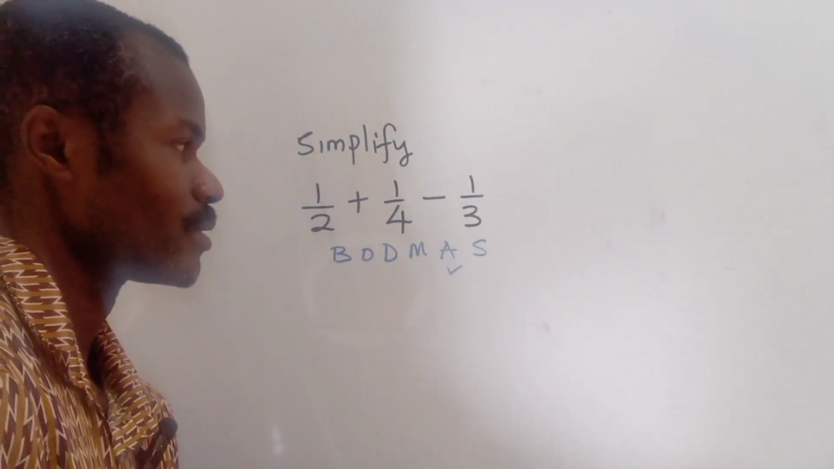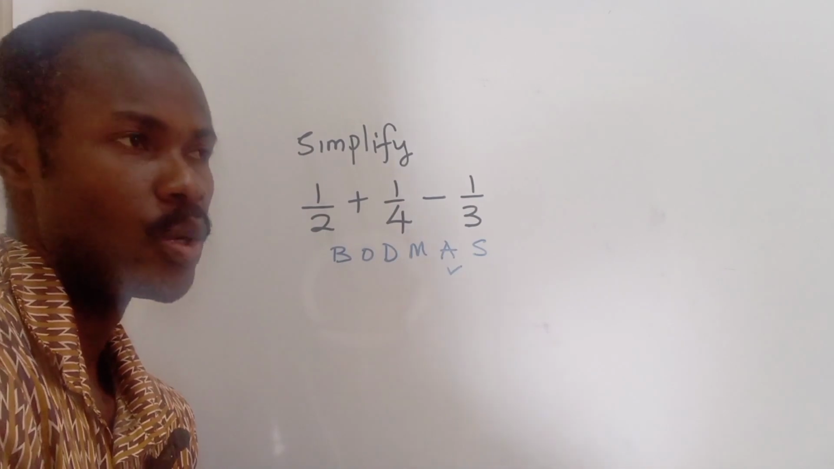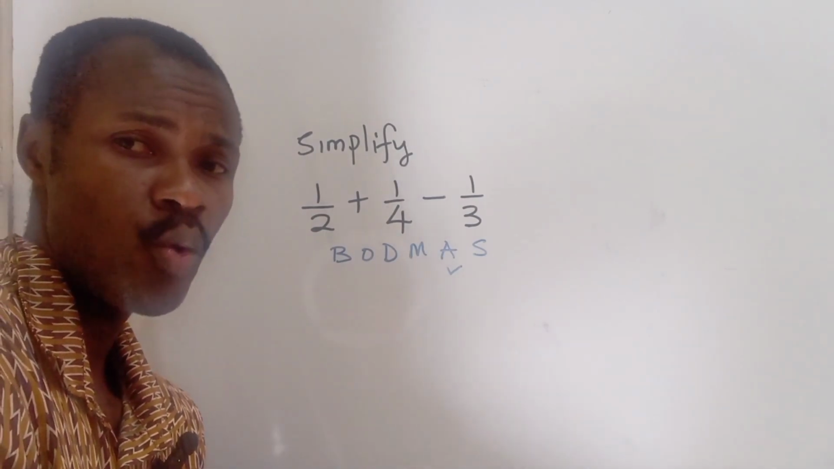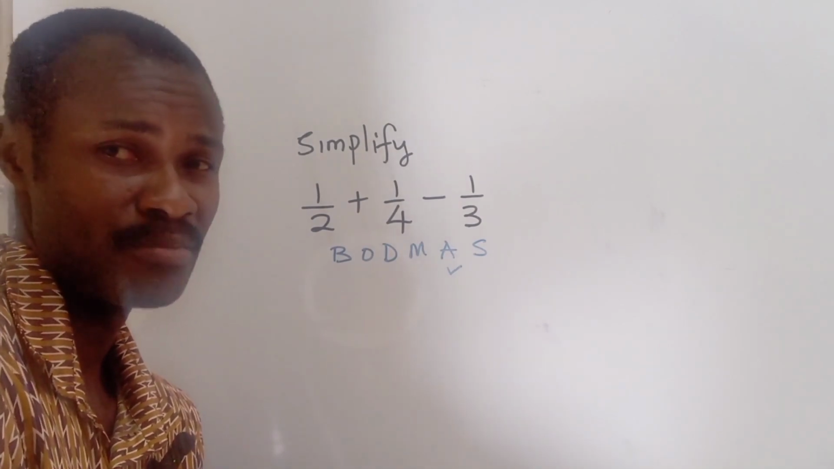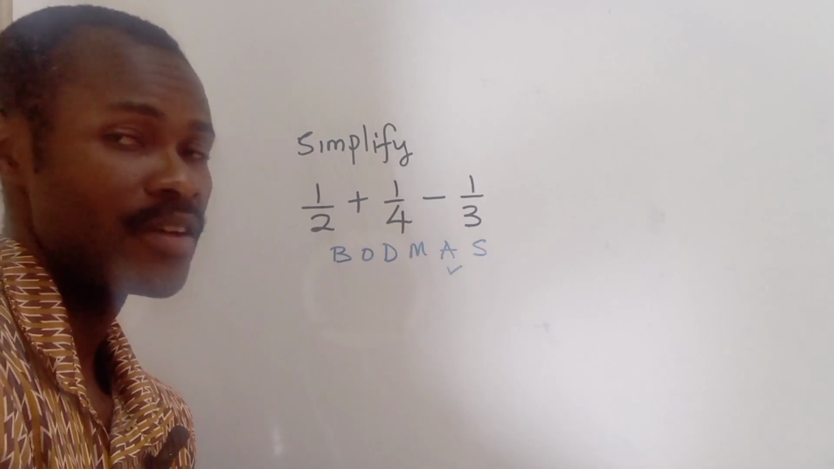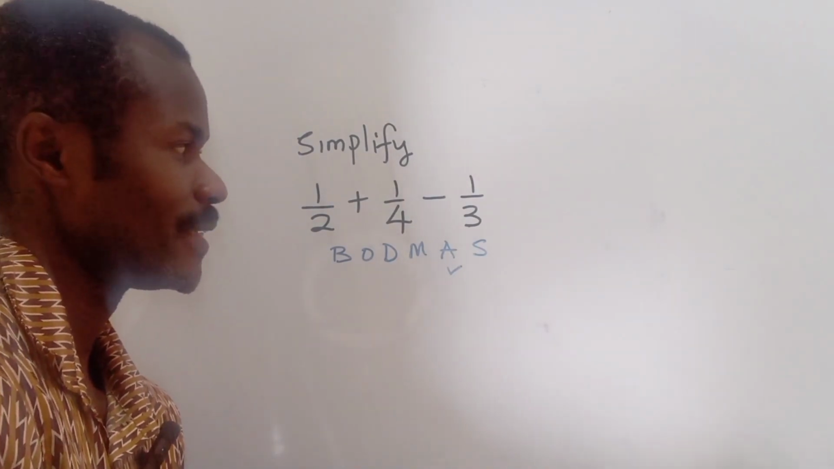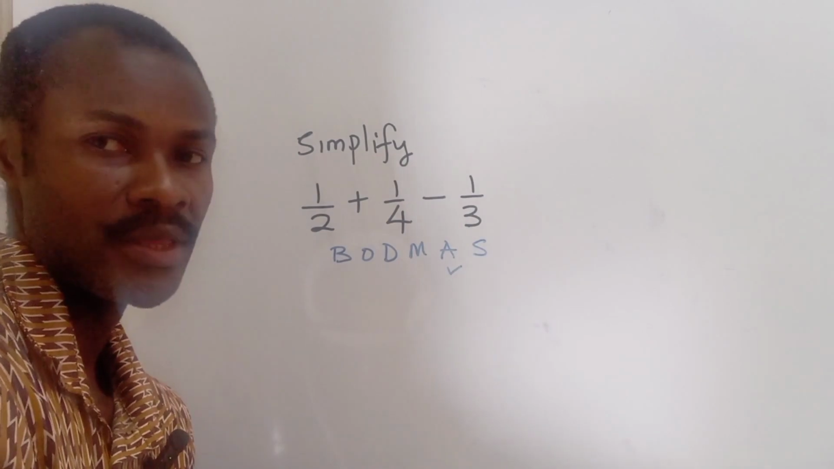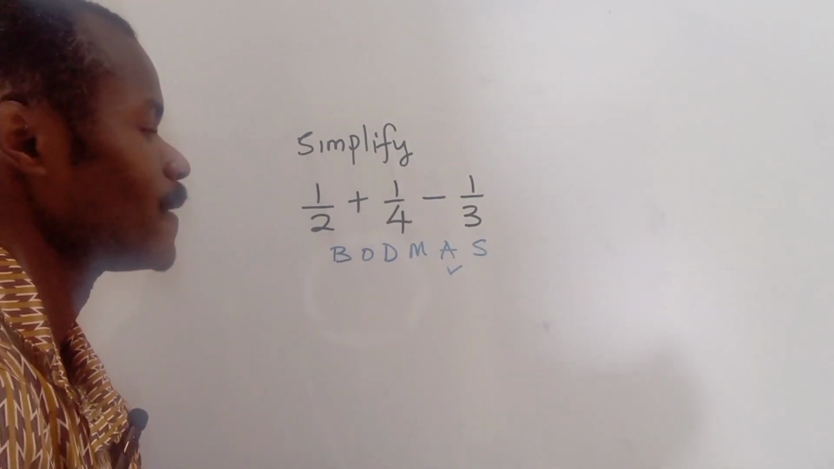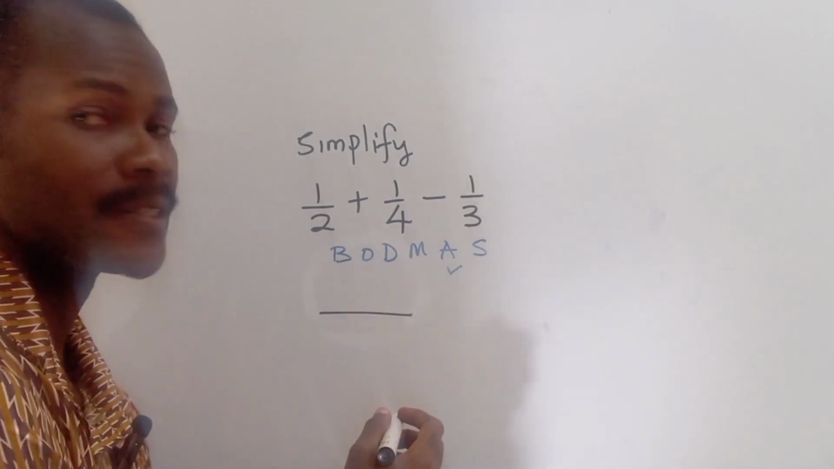Now, we can solve this part using the LCM method, or the equal denominator method, or even the cross multiplication method. Whichever method you use is fine. But for the sake of learning, I'm going to apply all three methods. So let's start with the first one, which is the LCM method.